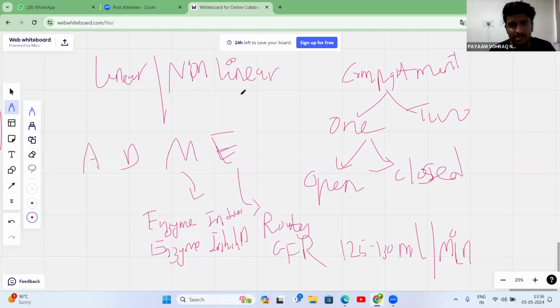LDH, troponin. Then there is one more marker that I want to hear. Creatinine kinase. Very good. CKMB, creatine kinase, myoglobin binding marker.